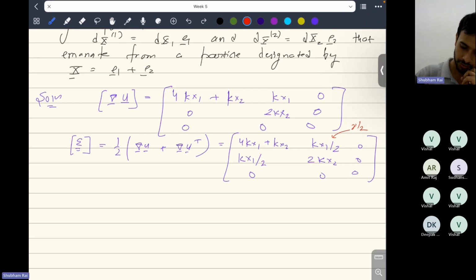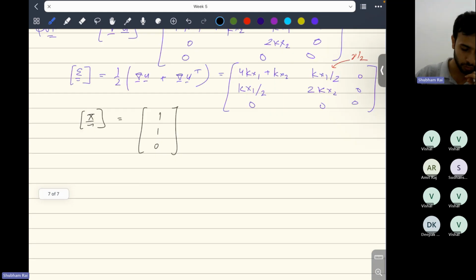Now your position vector of the particle is given by (1, 1, 0). If you put this in, you can try to find out the unit elongation for dx1. So let's try to find out the unit elongation.